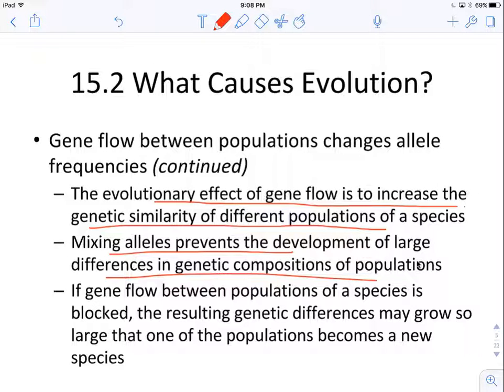And in a couple chapters, we're going to talk about speciation, things that cause populations to become different species. And generally, for speciation, you stop all gene flow, because gene flow keeps populations more similar. If gene flow is blocked, the genetic differences may grow so large that one of the populations becomes a new species.